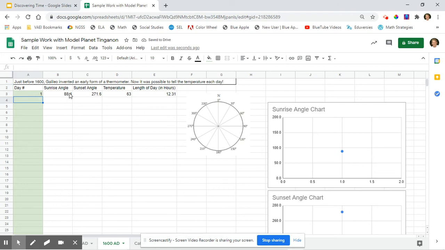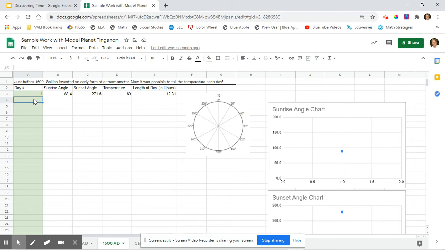It says on day 1 that the sunrise was at 88.4 degrees. So just a little bit to the north side of due east. And the sunset was at 271.6. So the sunset was over here. 271 would be like right here. So it's just about perfectly in the west. The temperature was 63 degrees, and the length of the day was just a little bit longer than 12 hours.